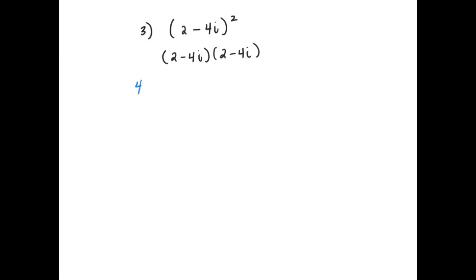Now it becomes FOIL. So for first, I have 2 times 2, which gives me 4. When I do my outers and inners, I end up getting the same thing. That should happen. That's why I have 2 negative 4i's. Then my last, I have 16i squared. Now be careful with this one. This time, my 16 becomes negative. When I combine that with 4, I get negative 12. And when I combine like terms, I get negative 16i.